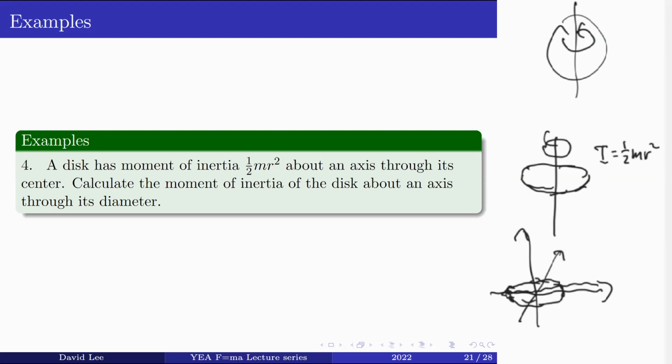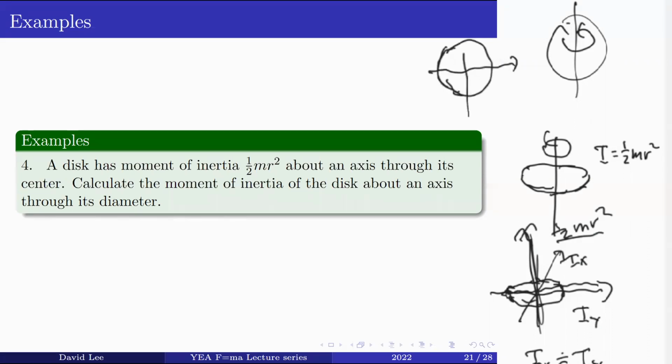But this is actually the same thing. So we know what this is, right? This is 1/2 mr squared. And this disk is actually symmetric. So we know that whatever this Ix will be, Iy will also be the same thing, because, well, it's just a circle, right? It doesn't matter because of symmetry. Any axis through its diameter is basically the same. So the moment of inertia through any axis that passes through a diameter will be the same.